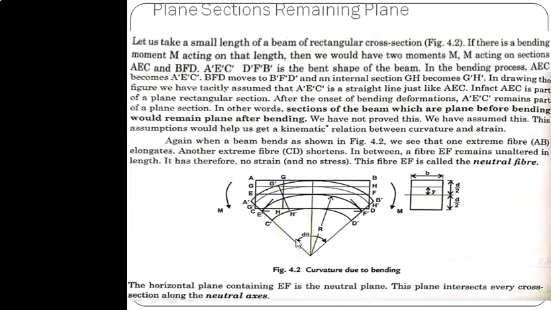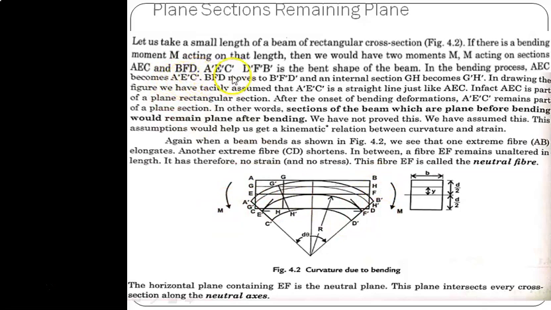There is another concept, that is plane sections remaining plane. Let us take a small length of beam of rectangular cross section, in figure 4.2, showing curvature due to bending. If there is a bending moment M acting on that length, then we would have two moments M acting on sections AEC and BFD here.